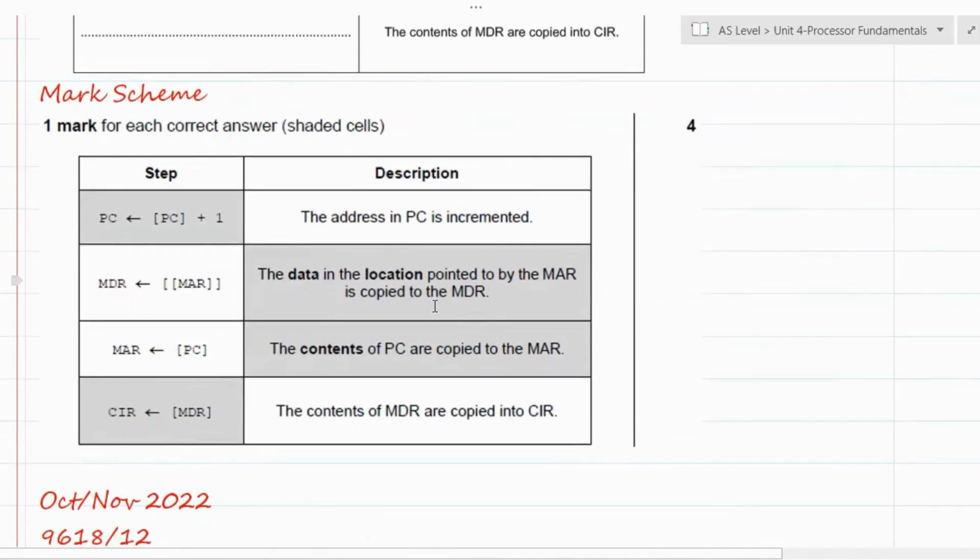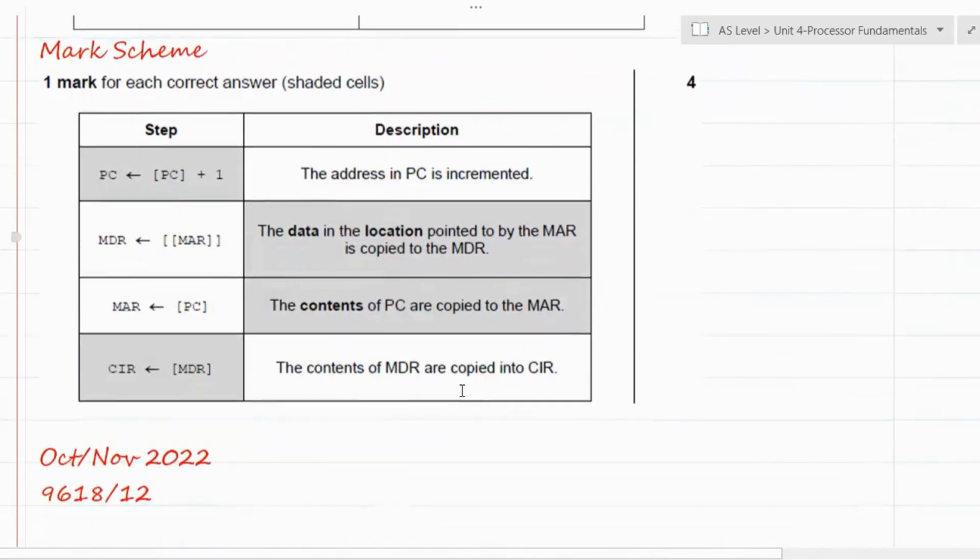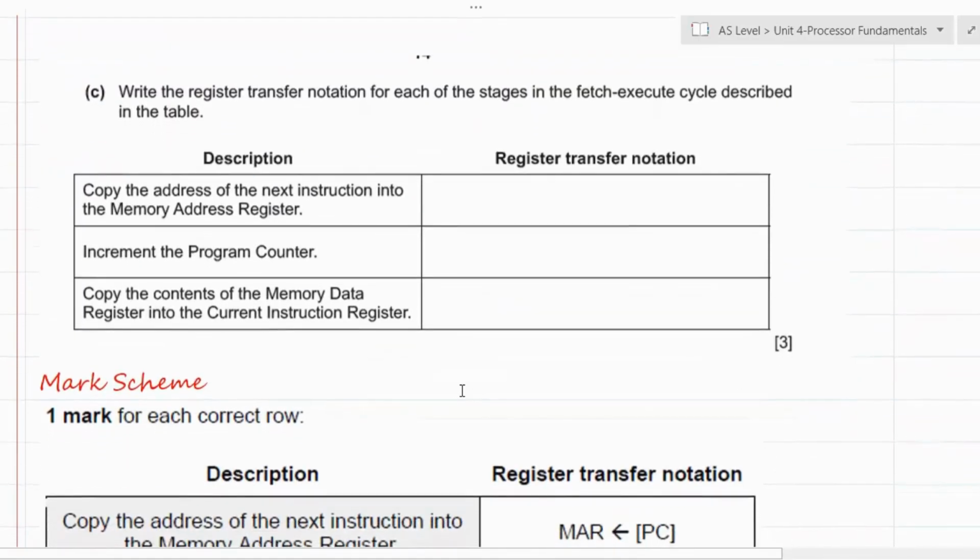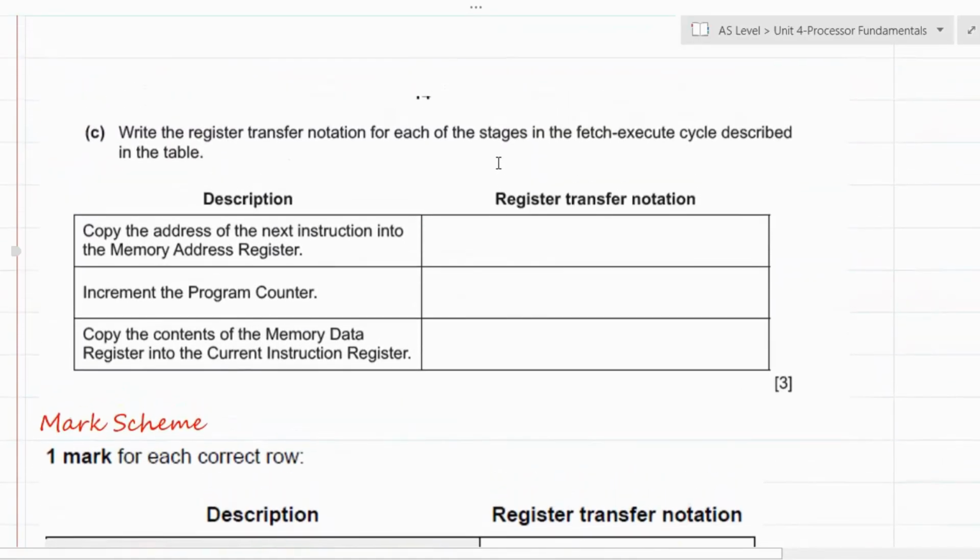This is what we have just covered. Next question is, write the register transfer notation of each of the stages in the fetch execute cycle described in the table. So we have just learned this. Almost the same question. Copy the address of the next instruction into the memory address register, increment the program counter, copy the contents of the memory data register into the current instruction register.